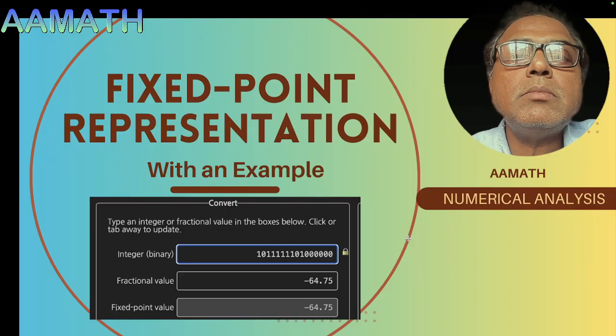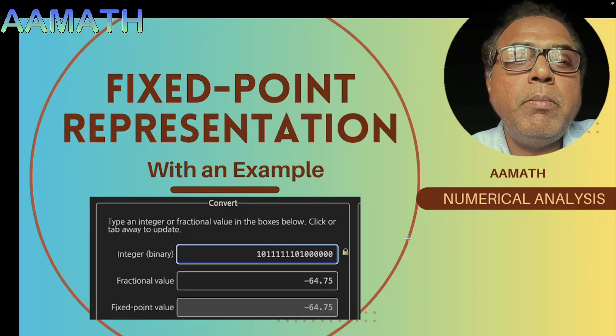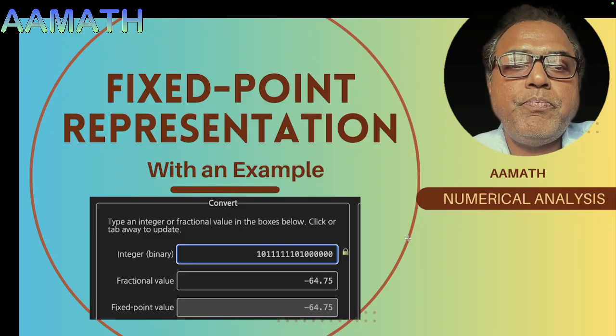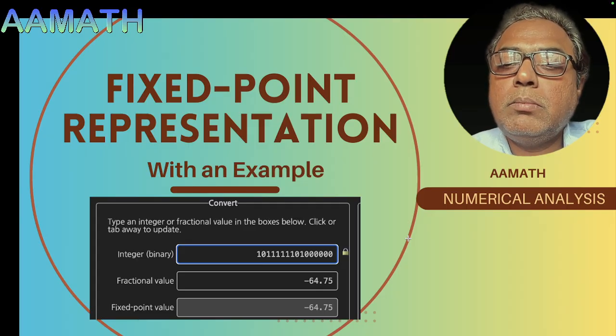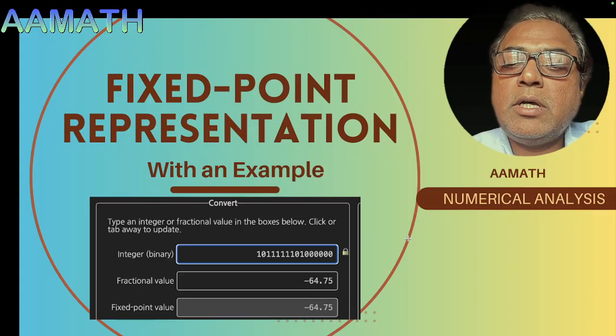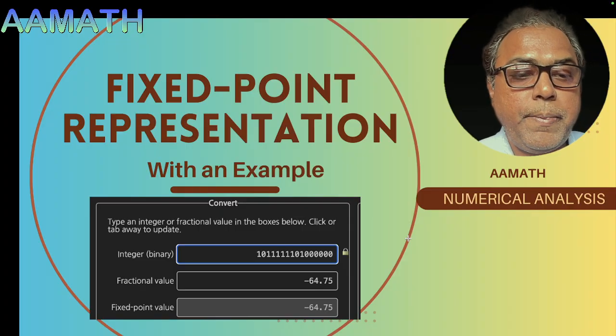Today we discuss fixed point representation with an example from numerical analysis. And this is the numerical analysis for chemistry, semester 3, paper B.Sc 3.